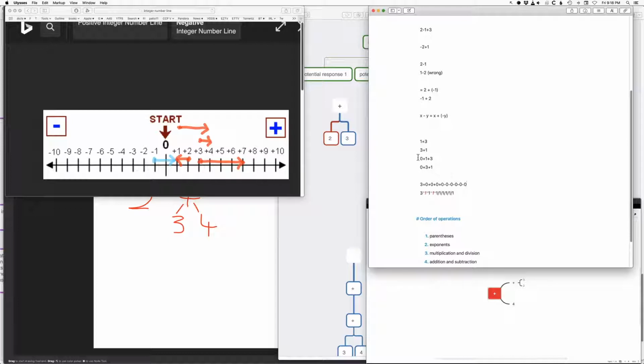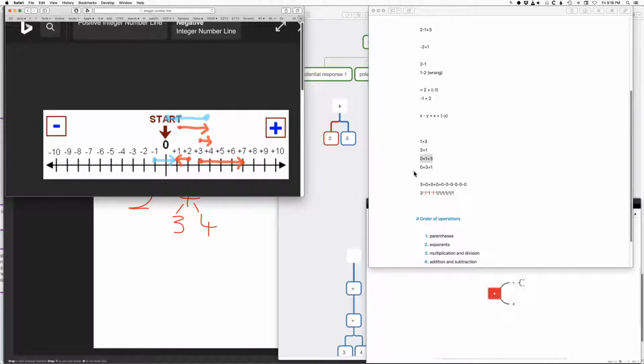Anyways, so 0 plus 1 plus 3. How do we do that on the number line? Okay, we start at 0, then plus 1, we go to the right one, and then plus 3, we go to the right 3 times. Okay, and we got to 4.